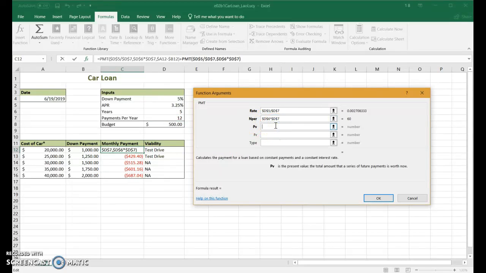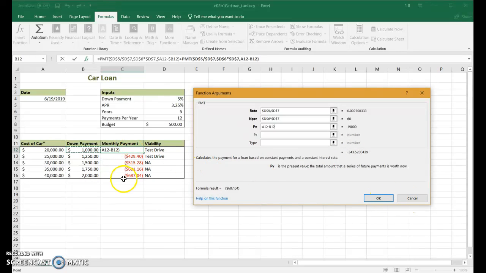Now, this is the present value of the loan we're taking out. The present value of the loan we're taking out is the cost of the car minus the down payment. So what we have to do is cost of the car, which is this part, minus the down payment, which is this part. So once we have that, that's our whole formula, and we see that's how much we're paying per month on a car for $20,000, and we just hit OK, and it will appear here.